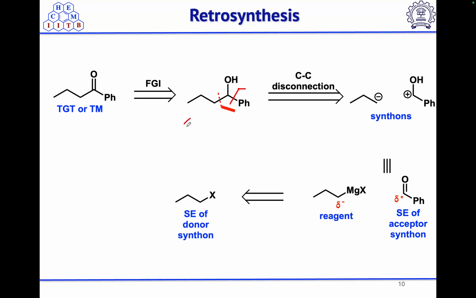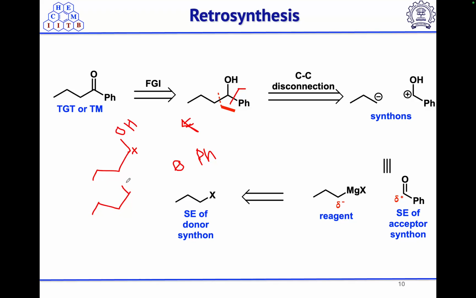What will we get? On this side a positive charge, and on this side phenyl with a negative charge. This side has one, two, three carbons and is the acceptor synthon, with the positive charge. The acceptor synthon we can easily get from the corresponding aldehyde, one, two, three, four, so butanal.